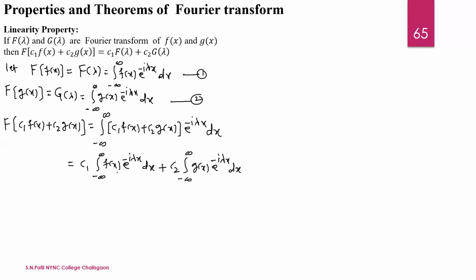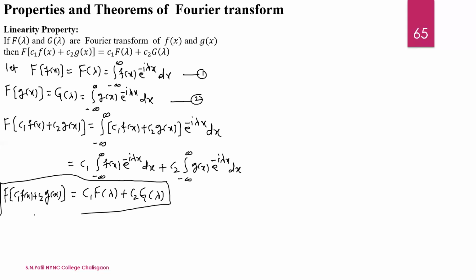Now from equations 1 and 2, the first integral we denote as capital F(lambda) and the second integral we denote as capital G(lambda), that is c1 F(lambda) plus c2 G(lambda). That is, the Fourier transform of c1 f(x) plus c2 g(x) is equal to c1 F(lambda) plus c2 G(lambda), where F and G are the Fourier transforms of f(x) and g(x). So this is the linearity property.